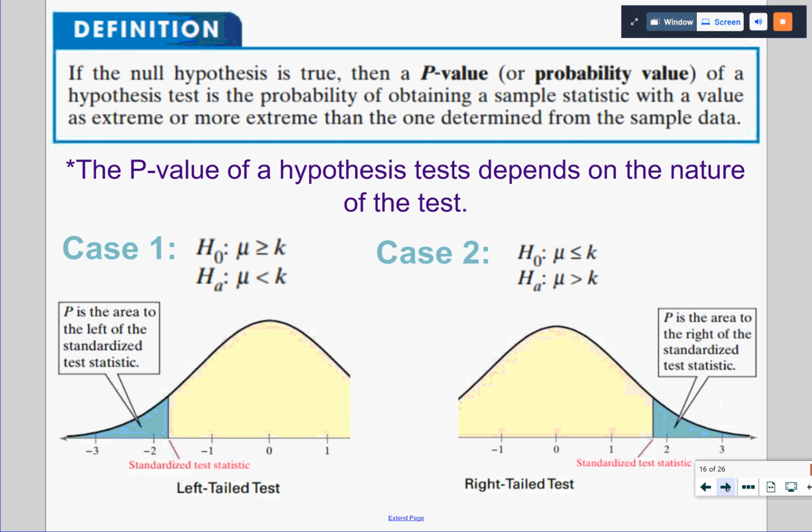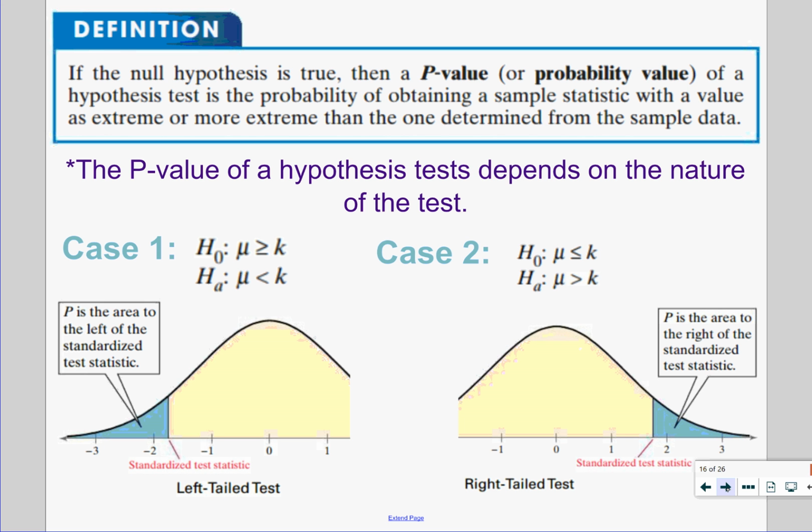All right. Once we know what our test statistic is and whether we're going to use the standard normal distribution or the t-distribution, we can find p. P, our p-value or probability value, is going to be our probability of getting a sample statistic within a certain range. And we're going to find that in our z and our t charts.